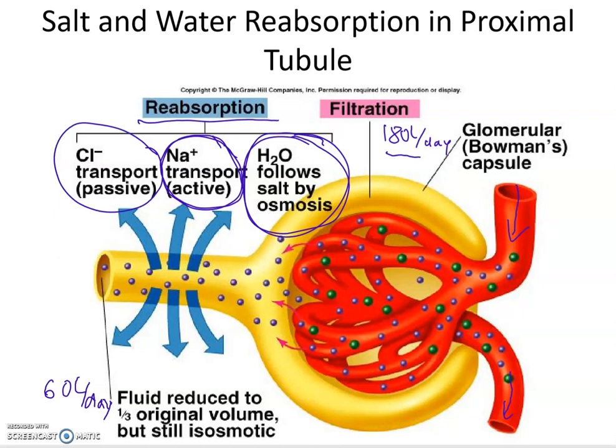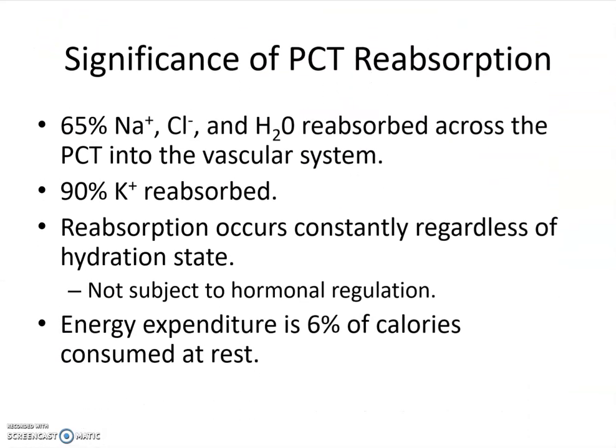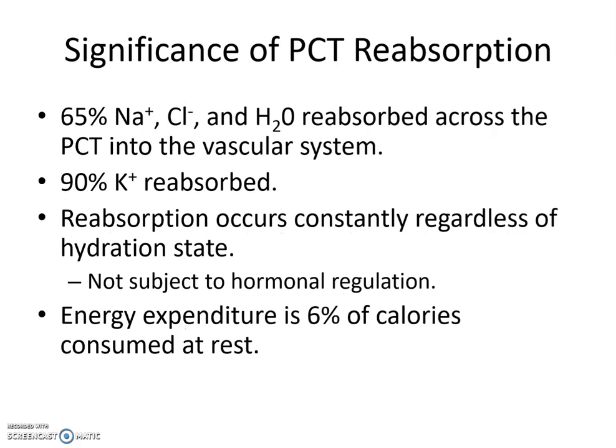We're able to reduce the fluid that was filtered here in the glomerulus to 1/3 of its original volume. That means if we start out at 180 liters per day, we're now down to 60 liters per day. While that is great, and certainly the proximal convoluted tubule is doing a great job, it's just not good enough. We can't afford losing 60 liters per day, and we'll see in a bit how we're going to reabsorb the rest of this. But here first, the significance of the proximal convoluted tubule reabsorption.